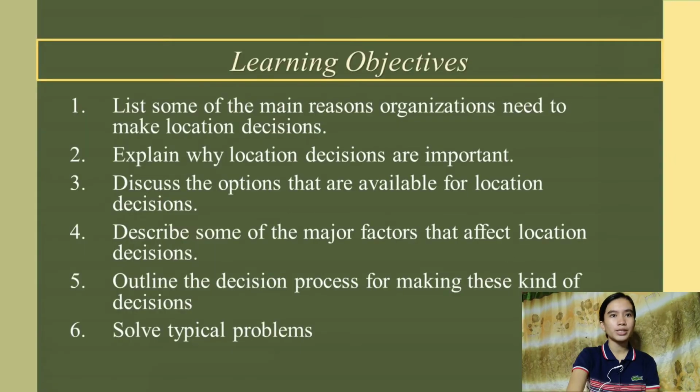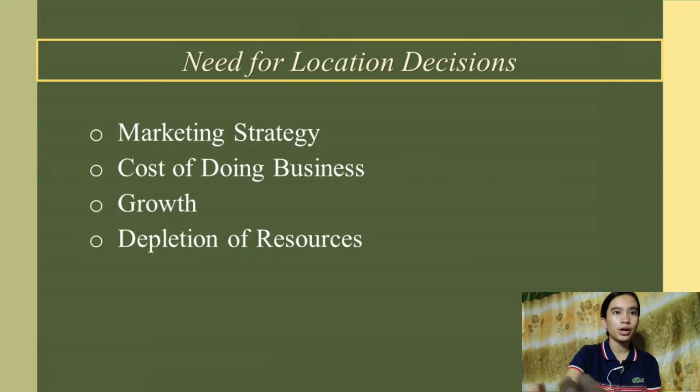So we have here 6 learning objectives, and first we will be able to know and eventually list some of the main reasons for the need in making location decisions, explain why these are important, the options, factors that affect this decision, the process for making such, and we'll also be able to solve typical problems that relate to this. So going on, we will talk first about the need for location decisions.